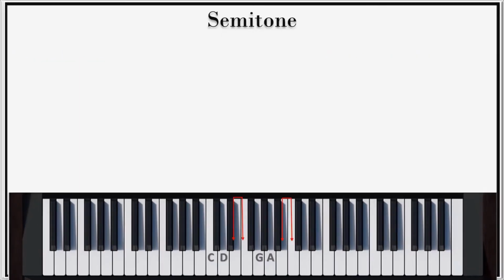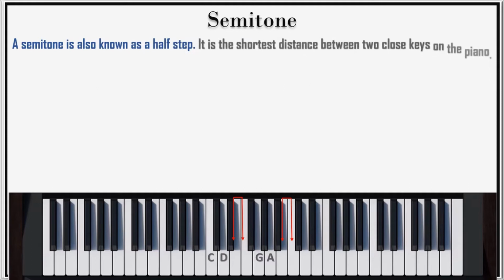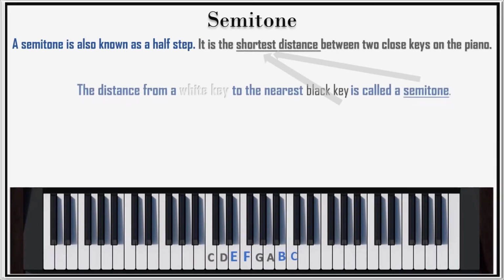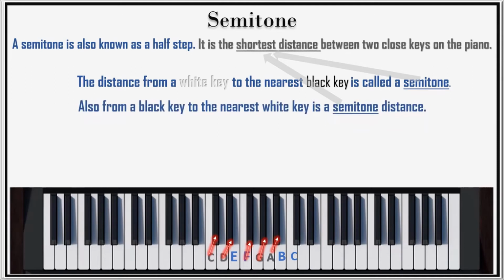Now, semitone. A semitone is also known as a half step. It is the shortest distance between two close keys on the piano. For example, from E to F. There is no black key or any other key between, so the distance is a semitone. Also, from B to C has a semitone interval. The distance from a white key to the nearest black key is called a semitone. Also from a black key to the nearest white key is a semitone distance.